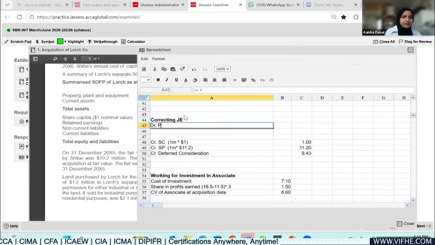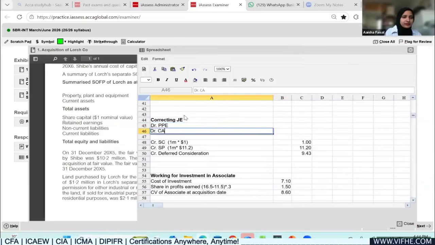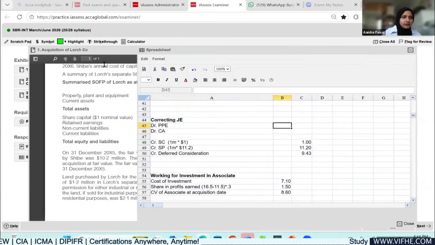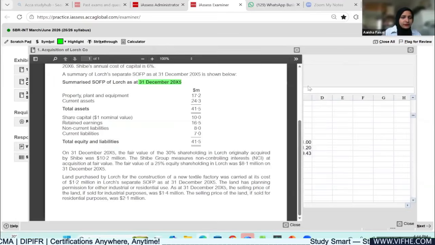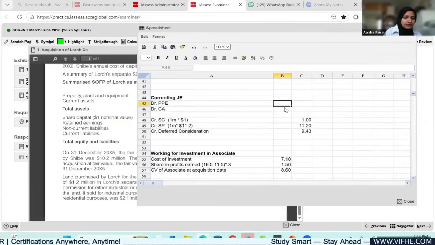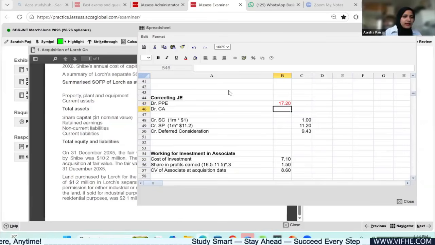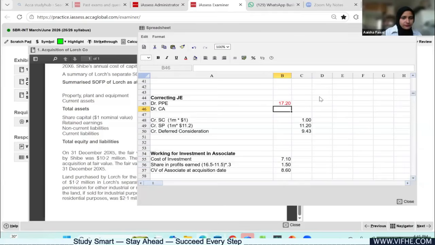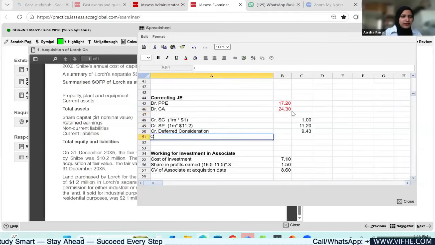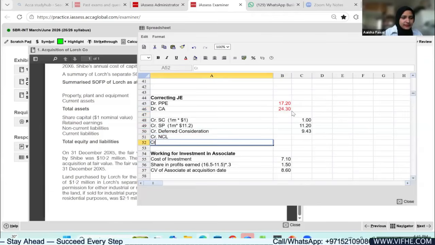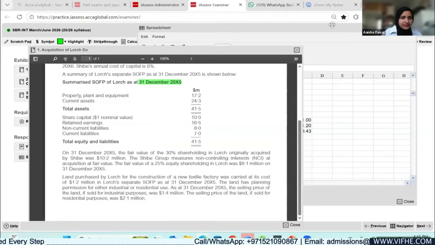So debit PPE, debit current assets. How much is my debit PPE? 17.2. And current assets is how much? 24.3. Meanwhile, I will also add the liabilities, NCL and CL. So liabilities is 8 and 7.